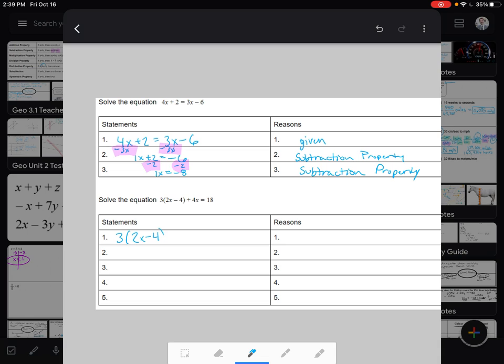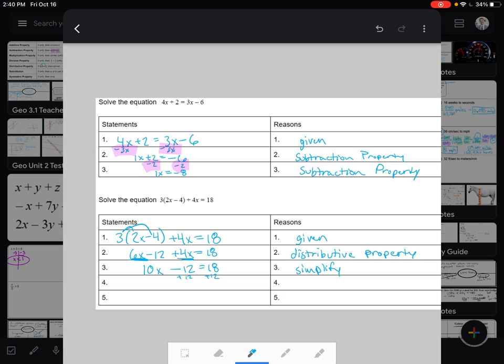All right, again, write out what we're given for our next question. And again, our reason is it is given to us. Let's start off with our distributive property. So 6x minus 12 plus 4x equals 18. The reason that we are allowed to do this is because of the distributive property. Next, we can combine like terms. So 6x and 4x, we can call that 10x minus 12 equals 18. And we can just say that that is simplifying. So that's not a new property, but we can just say that we are simplifying.